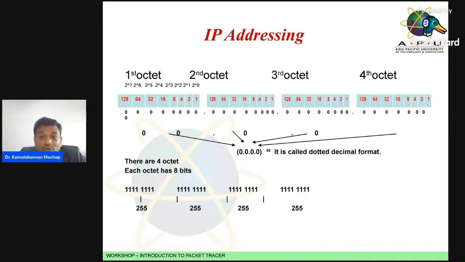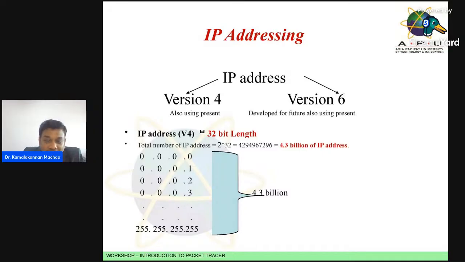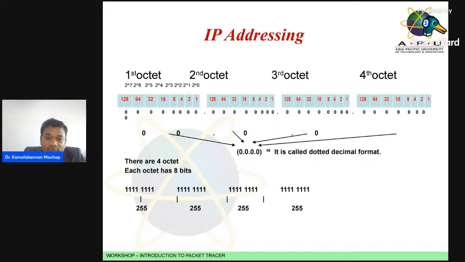You can see there are 4 octets available: octet 1, octet 2, octet 3, octet 4. In each octet, there are 8 bits. The small box is 1 bit. So 1, 2, 3, 4, 5, 6, 7, 8 bits are available in each octet. Totally 4 octets, and in each octet, 8 bits. 8 times 4, 32 bit. So I said 32 bit, right? These 32 bits came from this: each octet has 8 bits, 8 times 4, a 32 bit length of IP version 4.